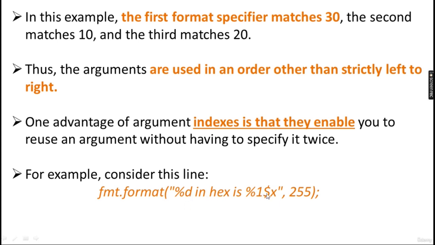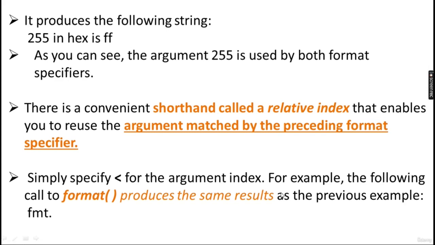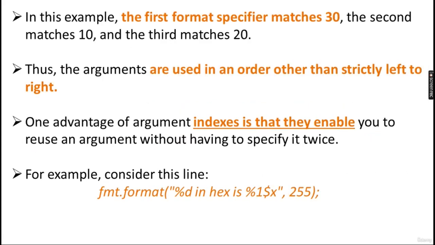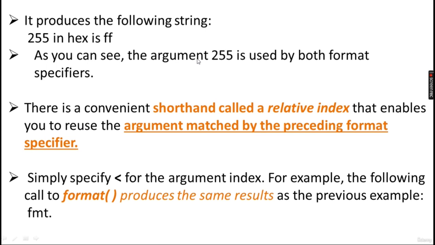%d in hex is %1$x. So 255 will be given only one time. Okay, so this %d will be replaced by 255. 255 in hex is FF. Okay, so x will be your hexadecimal format. 255 in hexadecimal format is FF. The argument 255 is used by both format specifiers. So 255 is given only once.